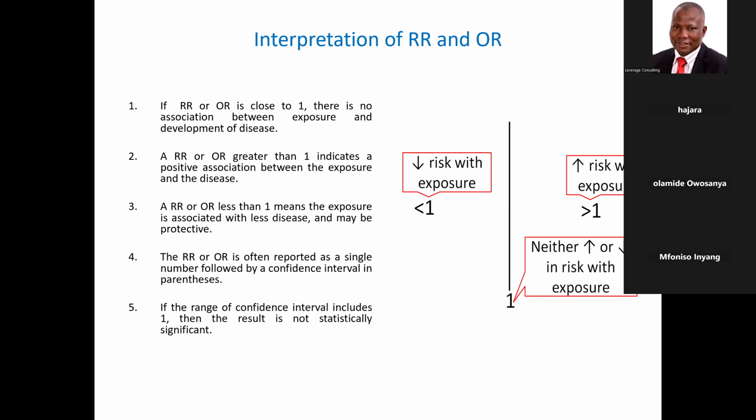50 over 50 is 1. 1 million over 1 million is 1. 1 over 1 is 1. 10 over 10 is 1. Anything you divide by itself is 1. So if the numerator and denominator are the same, it is 1.